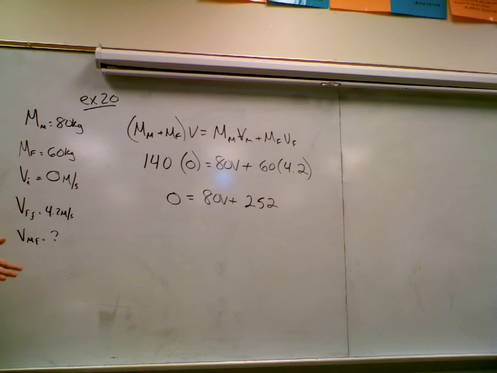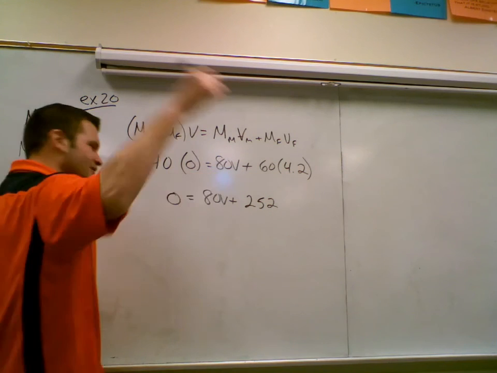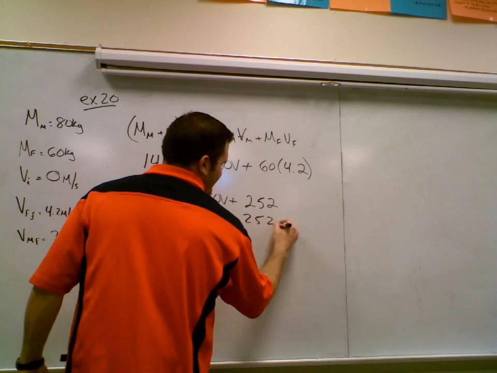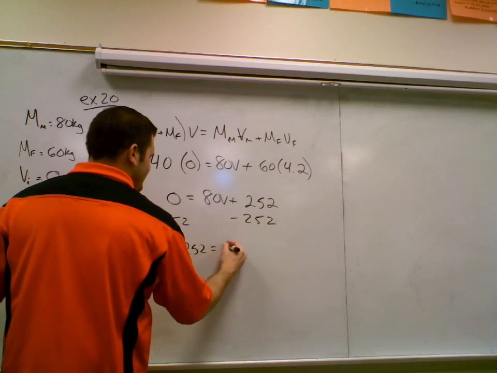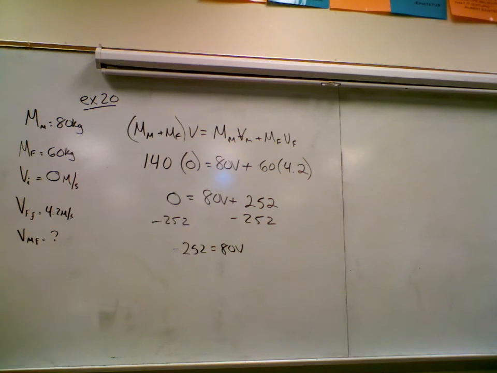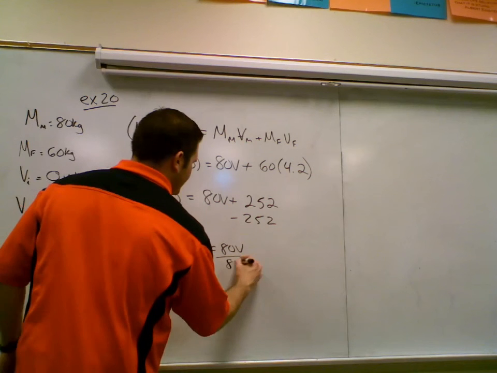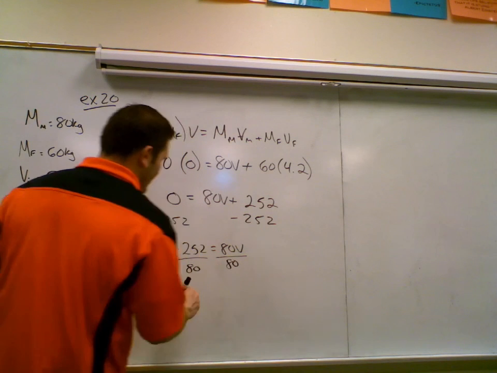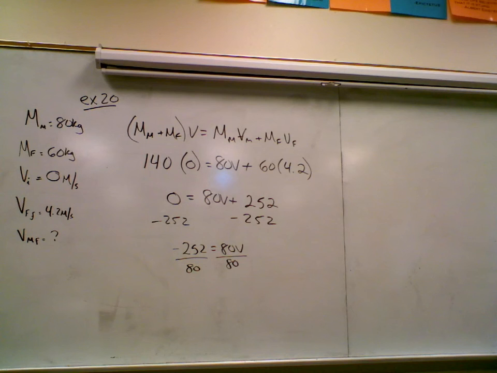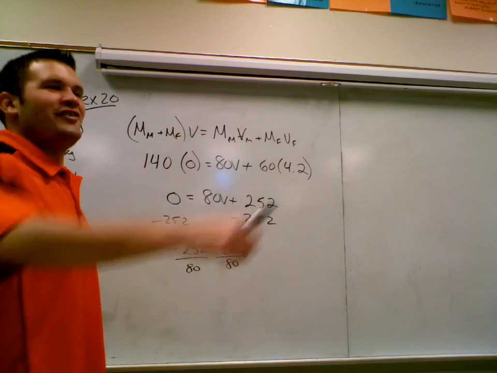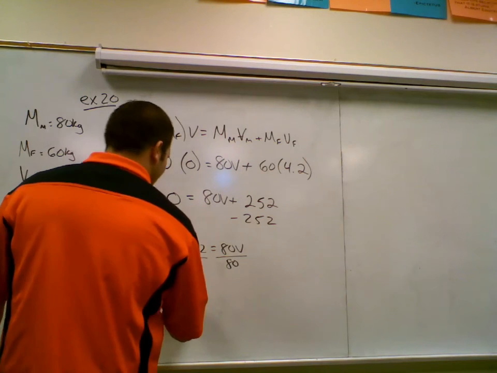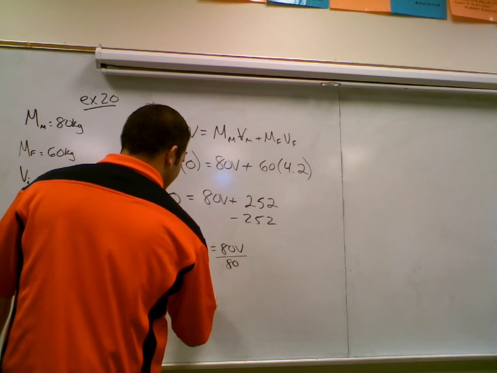Alright, so what do I do now? Subtract 252. Now what? Divide by 80. So negative 252 divided by 80 is 3.15. What was it? Positive or negative? Negative.